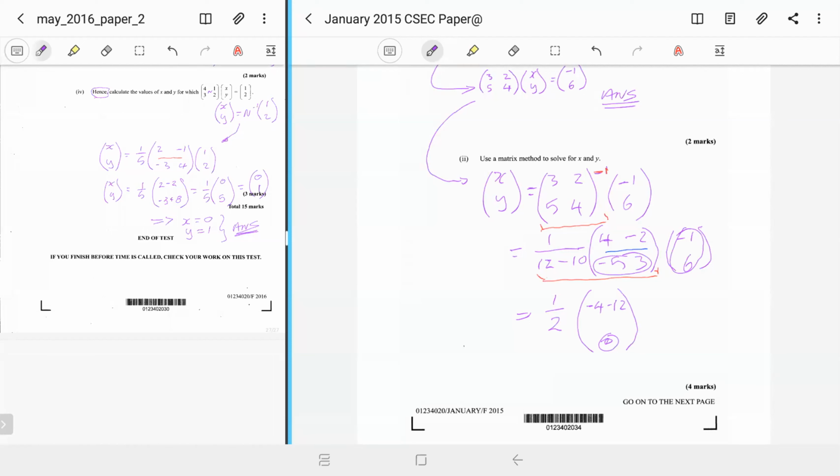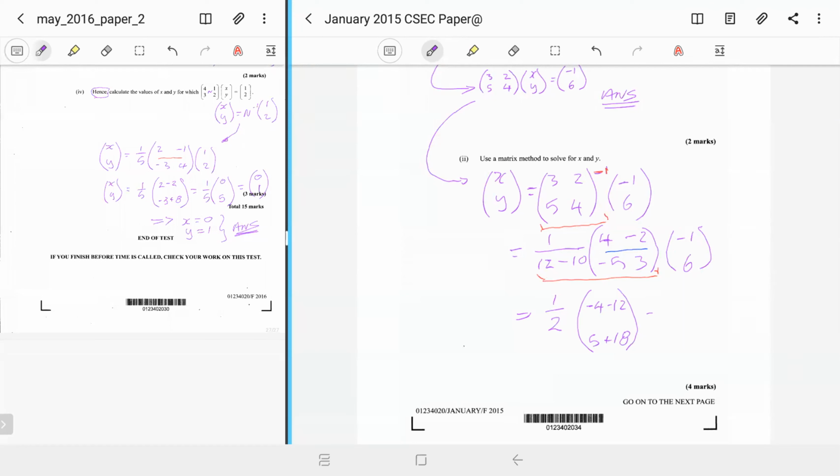Then this value down here now is this row times the 1 column. First element by first element, second element by second element. -5 times -1 and 3 times 6. -5 times -1 is +5, and 3 times 6 is 18.